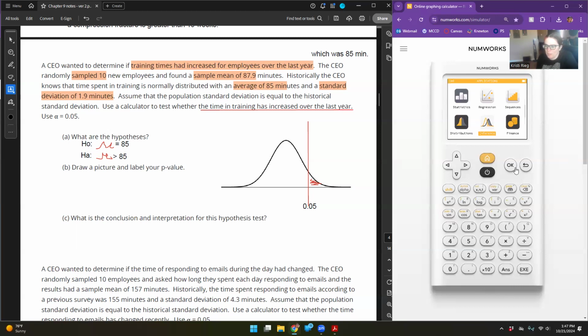So we go to inference. We have our tests. We're doing significance tests, in this case, a hypothesis test. This is one mean. We're only going to do one mean and one proportion. We're not doing two. And because we know the standard deviation, because we know sigma, the population standard deviation, we're going to use the z-test. And again, it's the same as confidence intervals.